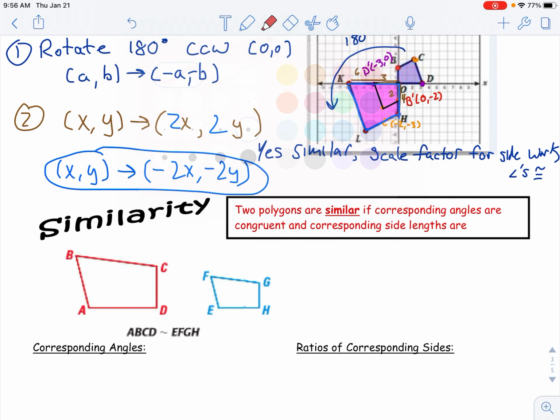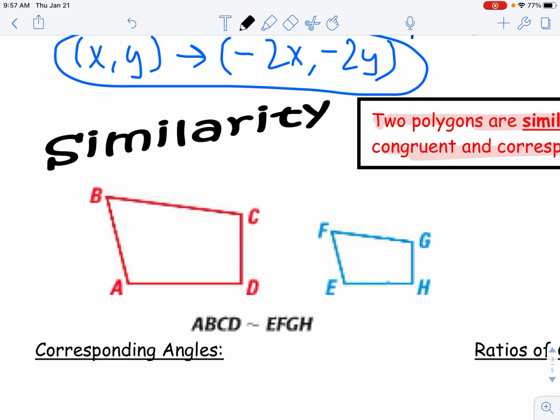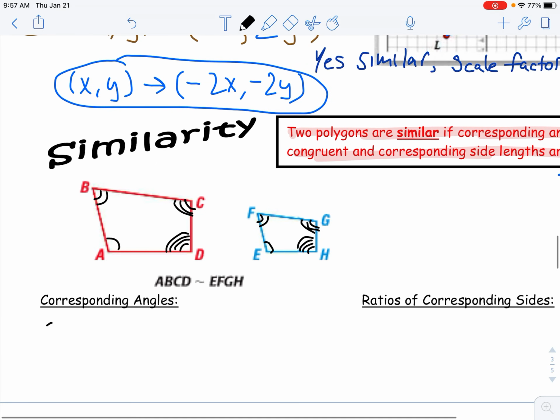So anyways, we're going to officially say that now. Two polygons are similar if corresponding angles are congruent and corresponding side lengths are proportional. All right, I wanted you to write that down because students like to forget that. Proportional. So what does that mean? Let's look at this. Angle A, angle E, B, F, C, G, D, H. So we can even write that down. Angles are congruent. Angles are congruent.